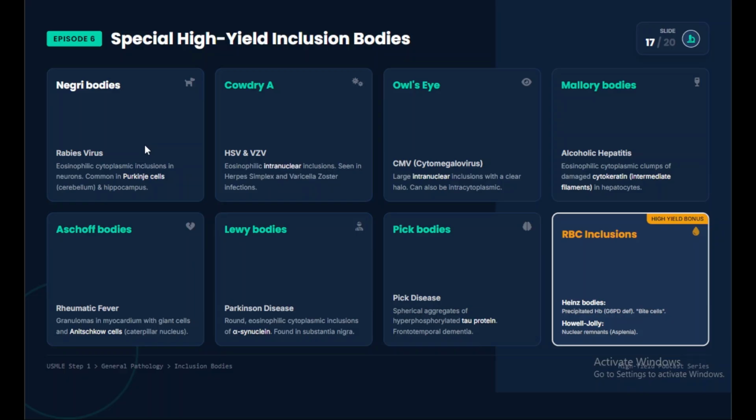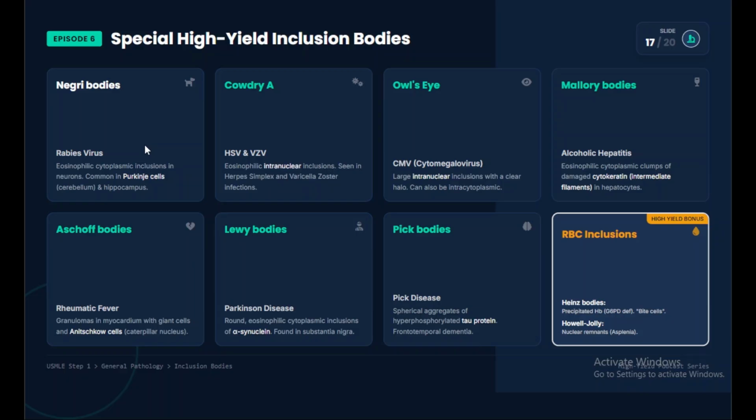Now the other inclusion body is the Cowdry A, and it is seen in viruses like HSV and VZV, herpes simplex virus and varicella zoster virus. The appearance is eosinophilic intranuclear inclusion, and the high yield exam tip would be herpes simplex and varicella zoster virus. They are classic exam favorites.